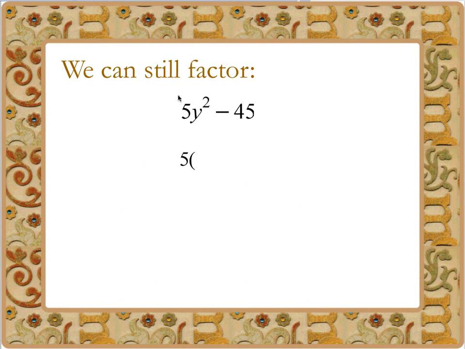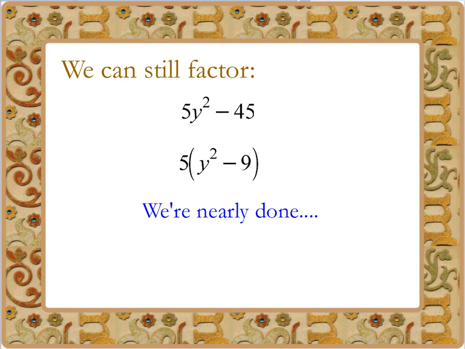If I divide the first term by 5, what's going to be left over? We're going to have a y squared, right? If I divide 45 by 5, what's going to be left over for my second term? A negative 9. This is almost completely factored. But can you see something in my answer? Maybe something that we just talked about that we can still factor a little further?